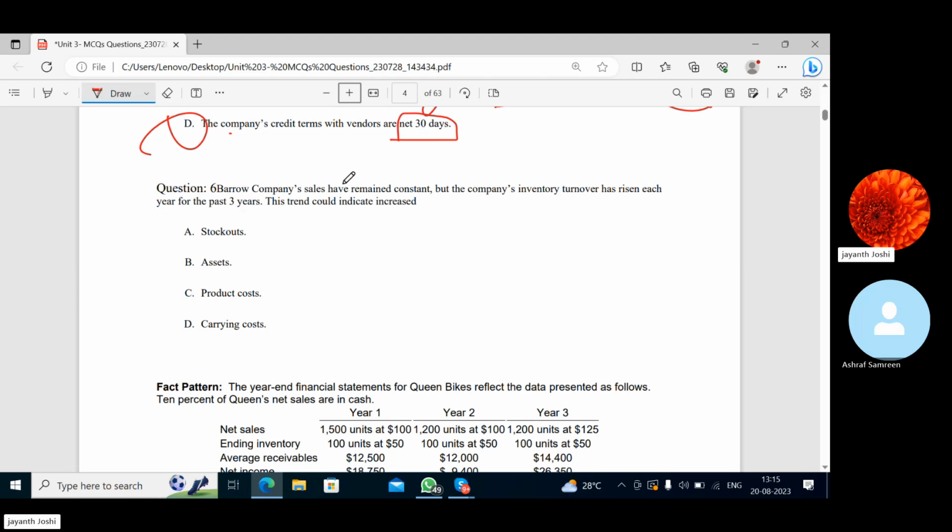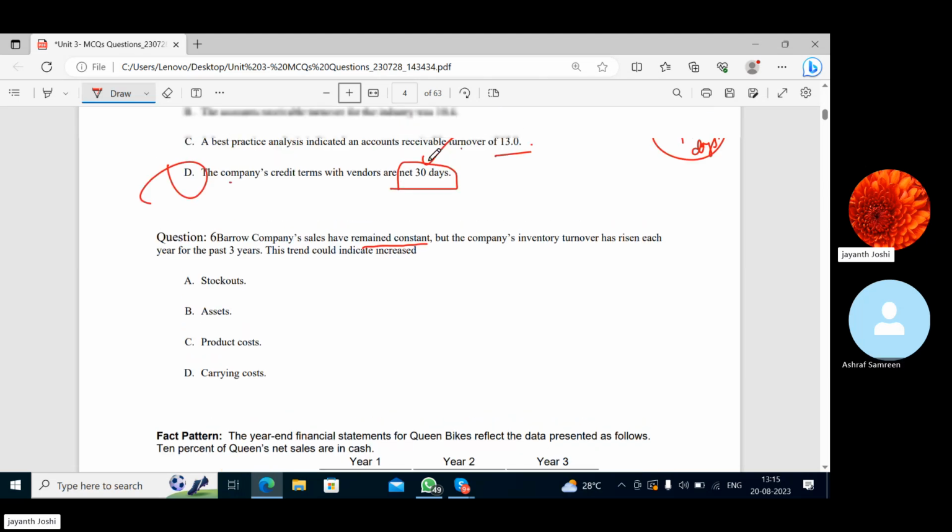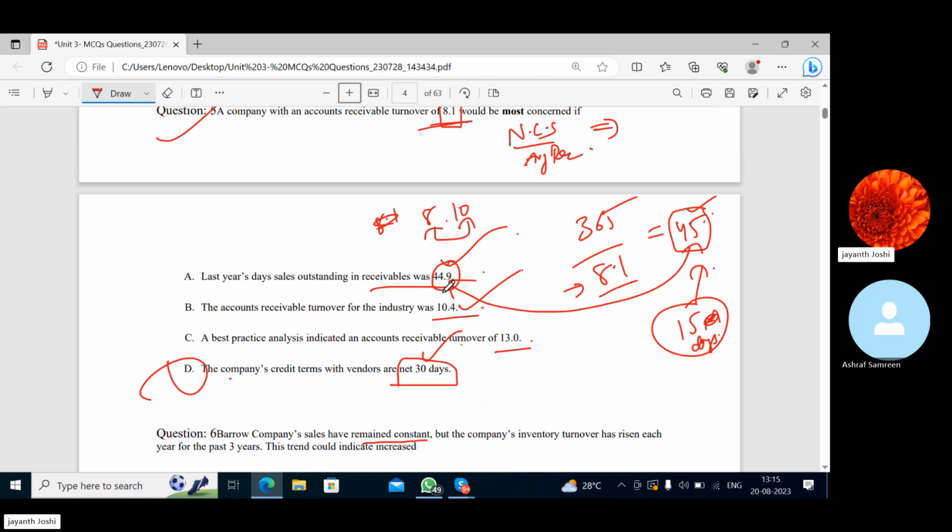Barrow company sales have remained constant. This question may be very tricky, but the most concerning thing is only that customers are taking 15 days more to make the payment. That is the most concerning one. A very huge difference here.